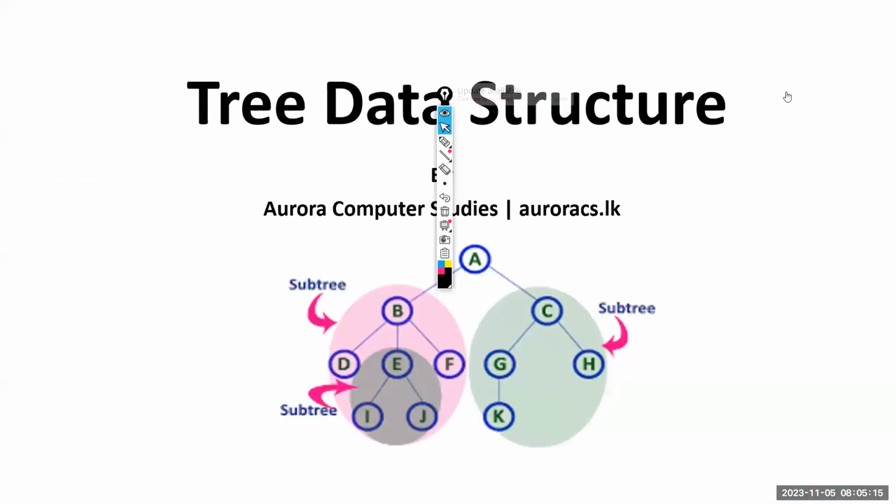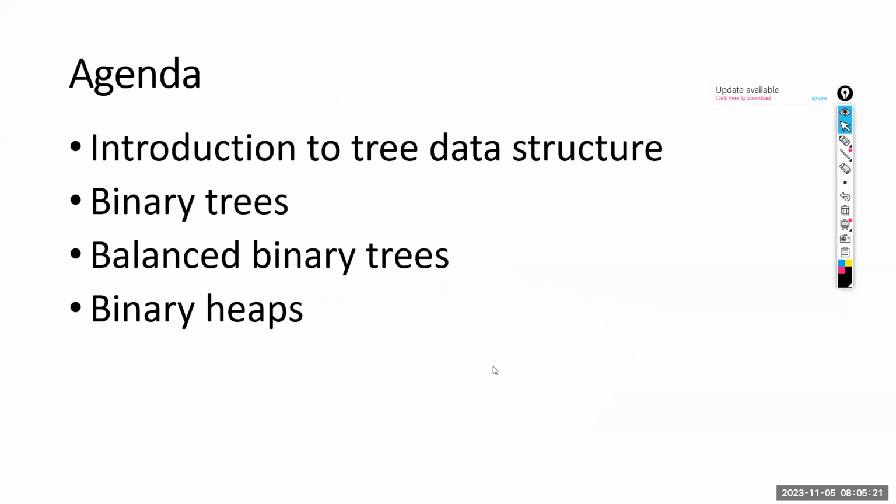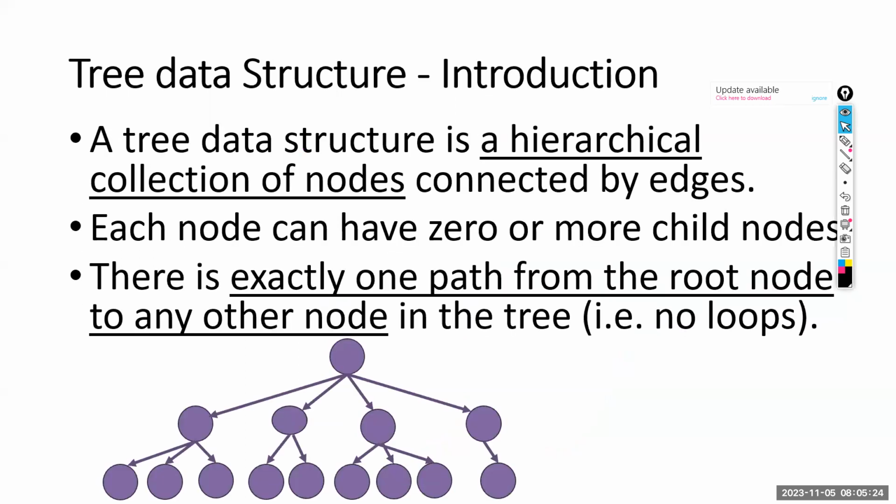Right. So tree data structure is something like this. If someone asks what is a tree data structure, it's a hierarchical collection of nodes connected by edges. And each node has 0 or more child nodes. So this node has 4 children.